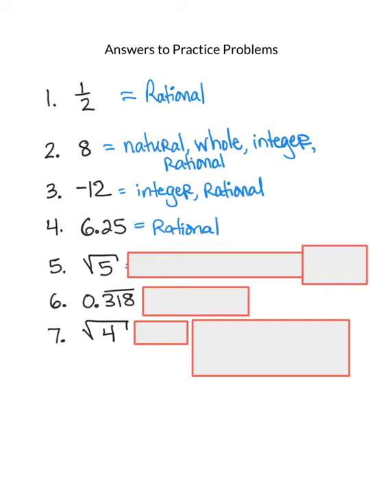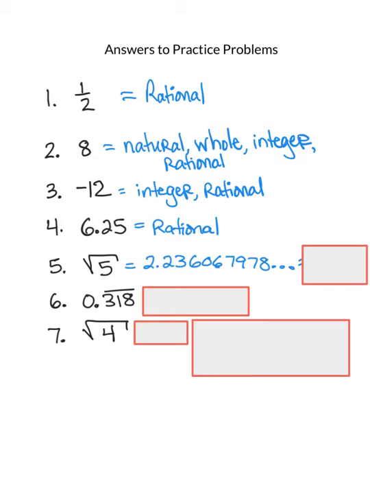Number 5 is square root of 5. So if we take square root of 5, we put it in our calculator, we get this big, long decimal. Now remember that our calculators cut it off because that's how big our screen is. But if we actually did it by hand, this would go on forever. What kind of number is that? It is irrational.